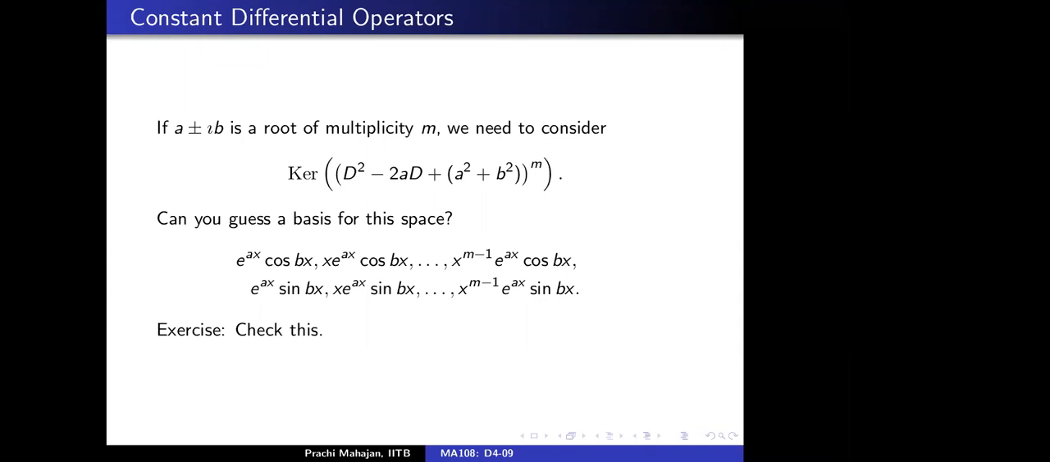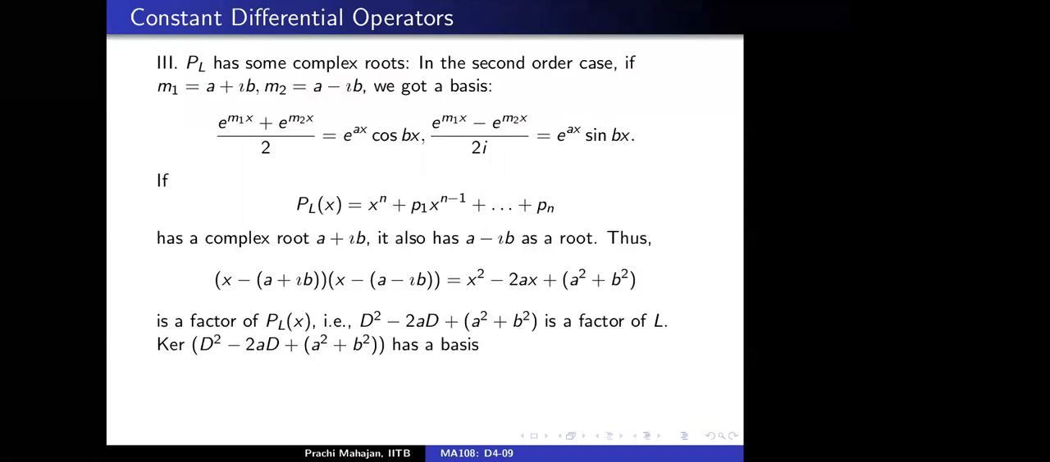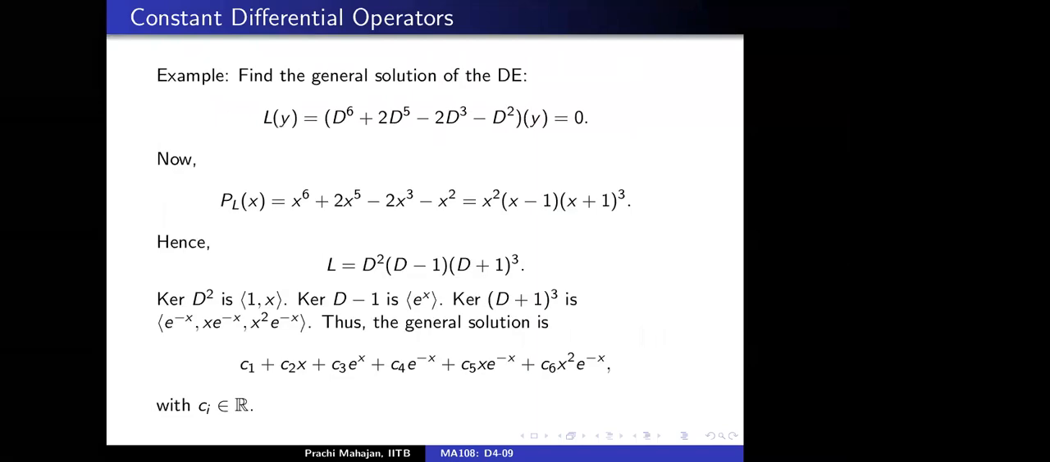Ma'am, also, in one of the previous slides, like the example one, where we had written C1 plus C2 x plus C3 e raised to x, we had written that the Ci need to be real, but why is that there? Because we are in the real world.